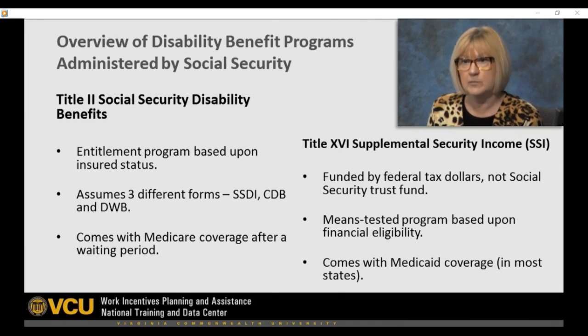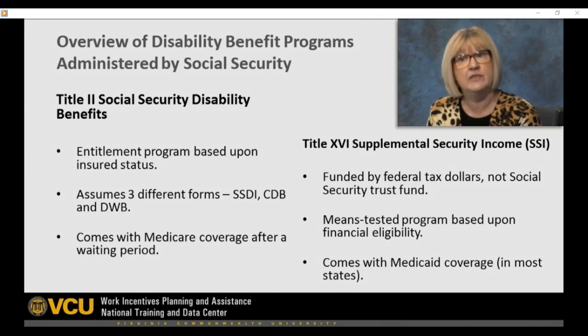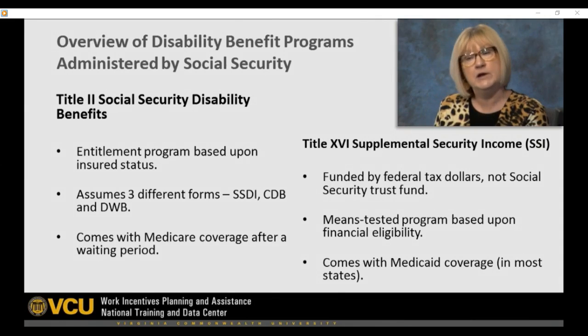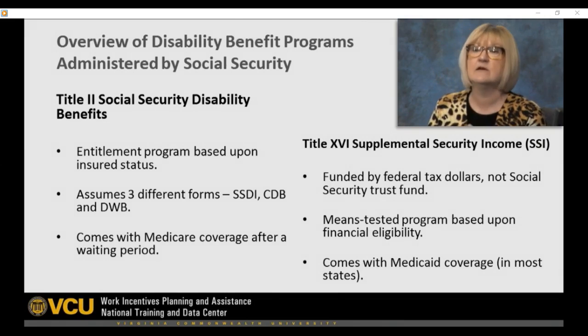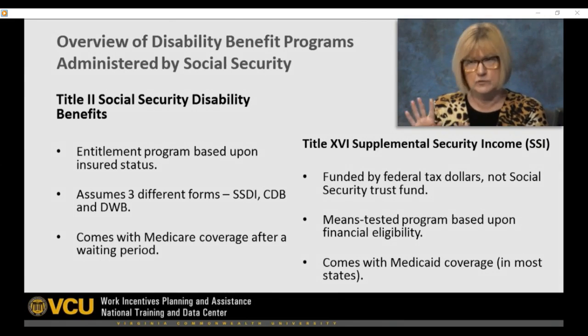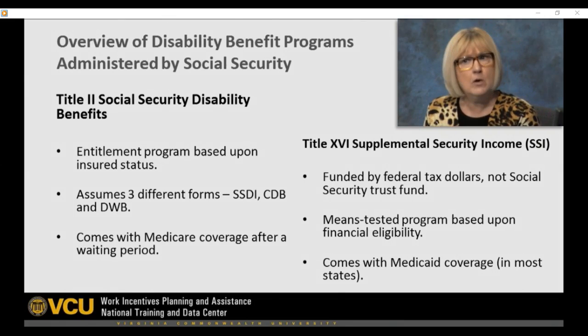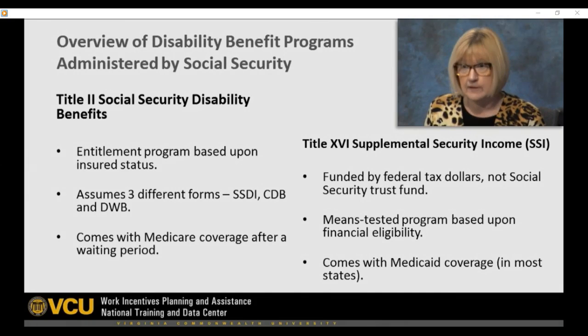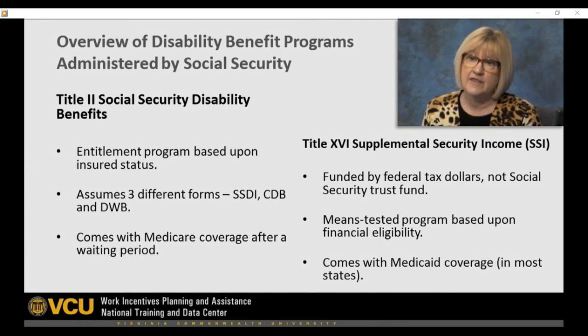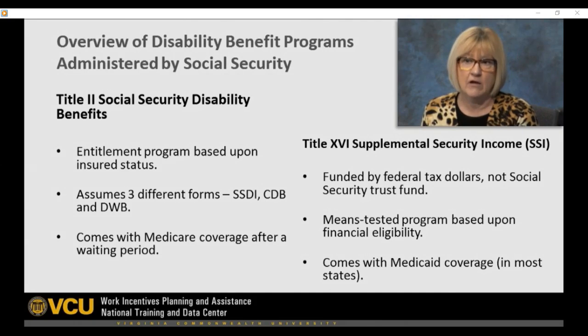That's part of the eligibility process. Not only do you have to meet the disability requirement, but you have to meet an income test and a resource test. We'll talk about all that too in a little bit more detail. And then in most states, but not all, if you establish entitlement for SSI, you become eligible for SSI, that comes with Medicaid coverage.